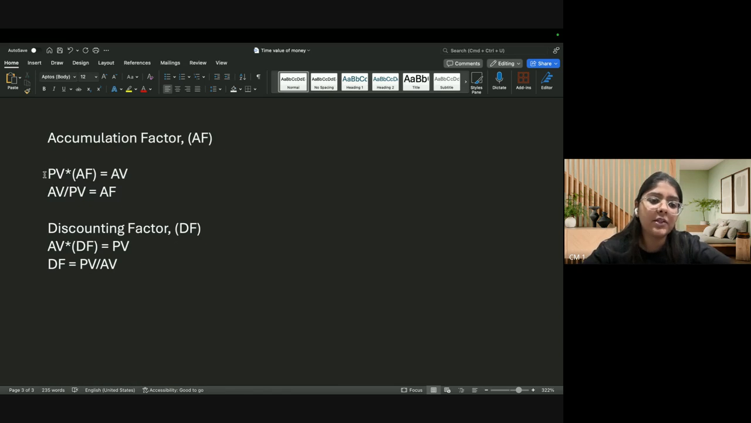So this is your first equation, which is AV into DF equals PV. This is your other equation, which is PV into AF equals AV. Now, what will you get if you combine these two equations?